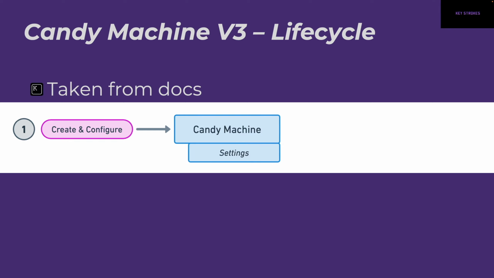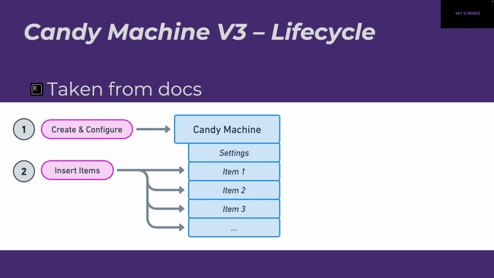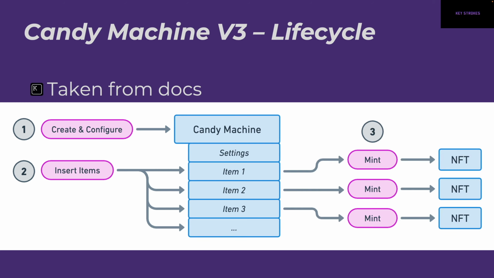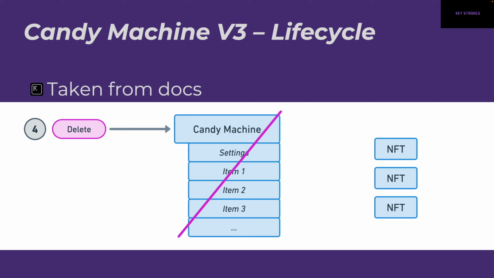Then, once a Candy Machine is created, you have to add items to it. So that's step two. You basically start a collection of, let's say, 1,000 NFTs. And so you add those NFTs to your Candy Machine. And then we do the most exciting part, which is to start minting. As people mint through the Candy Machine, NFTs are generated and people own them. And after all of this is done, the Candy Machine can be deleted because now NFTs live on the blockchain and Candy Machine has no more use.